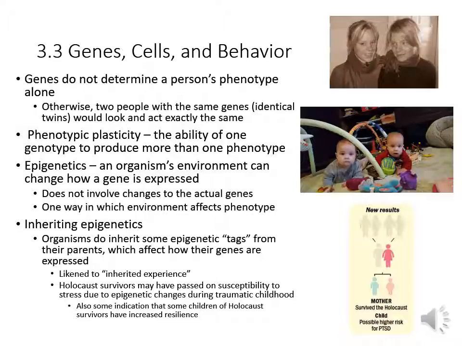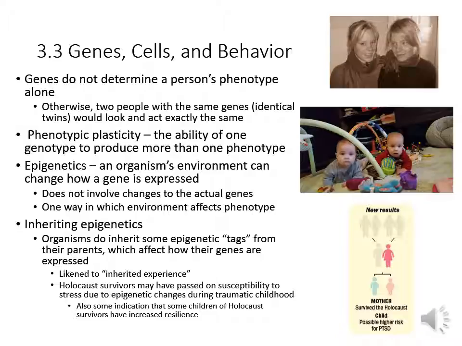One notable example is that in Israel, they did a study where they found that Holocaust survivors may have passed on susceptibility to stress due to epigenetic changes during their traumatic childhood. These were Holocaust survivors who had been in concentration camps and, of course, had extremely traumatic childhood experiences. This changed their own epigenetics. It changed the way that the Holocaust survivors' genes were expressed.